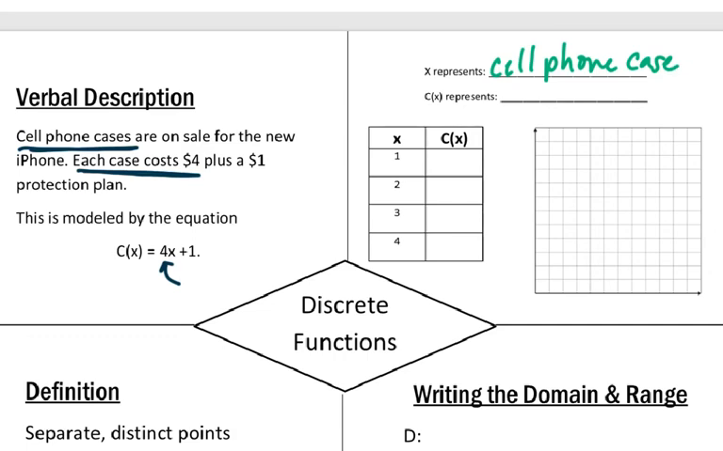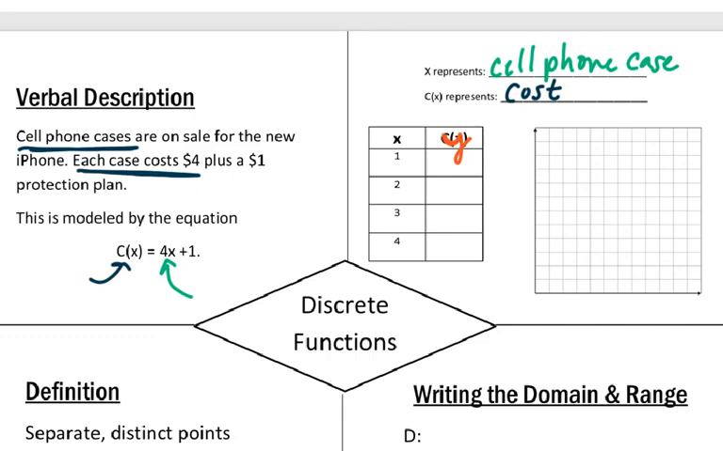So that's my input. My x value is always the input. Each cell phone case is $4 plus the $1 protection plan. So that means that my output, or my y value, is the total cost. So in this one, we have the cost of my cell phone. C of x, just like f of x, g of x, h of x, it's just a fancy way of saying y. So don't let it confuse you. It's just the same as y. It's just the high school way to say the letter y, is to use it as function of x.